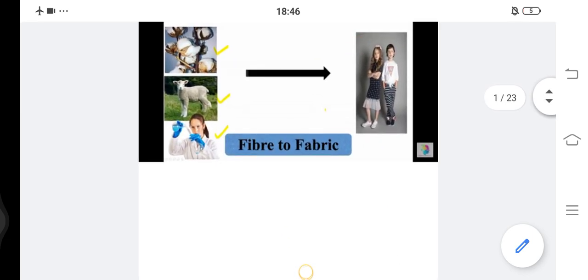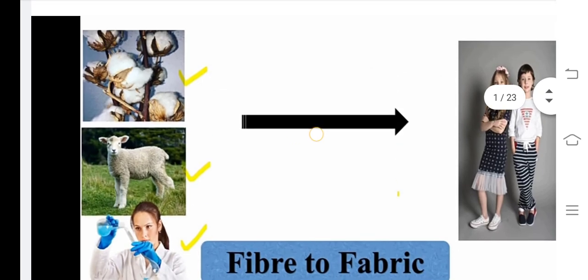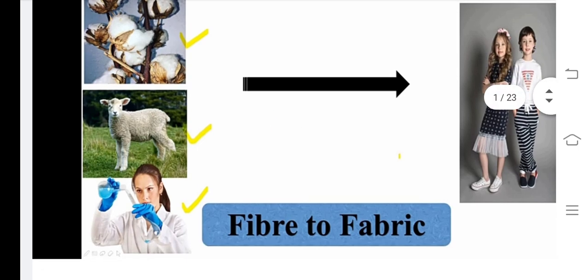How do we get fibers? We get fibers from plants and animals, right? So we are getting fibers from the cotton plant, right? Have you observed the picture now? Observe this. So we are getting fiber from plant sources such as cotton. Next to animal, which is that sheep, and we are getting fiber from chemicals, right?